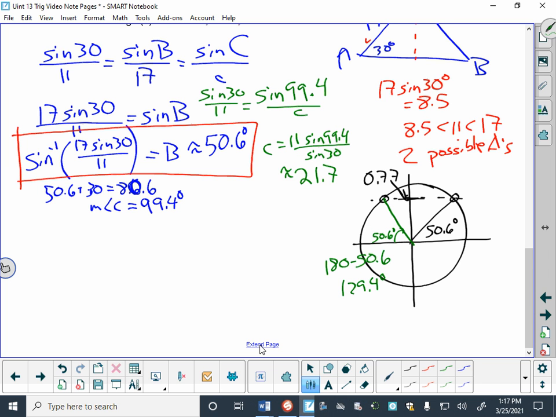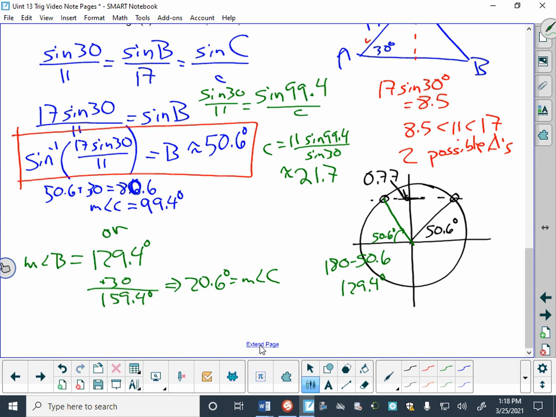And so if the measure of angle B was actually 129.4 degrees, then when I added on the 30 degrees here from angle A, that gives me 159.4, and that leaves me 20.6 degrees as the measure of angle C.